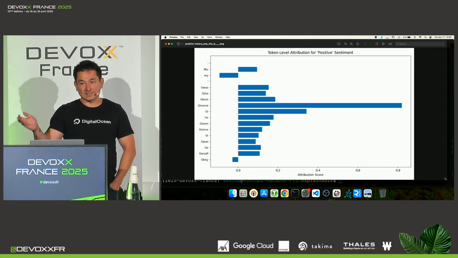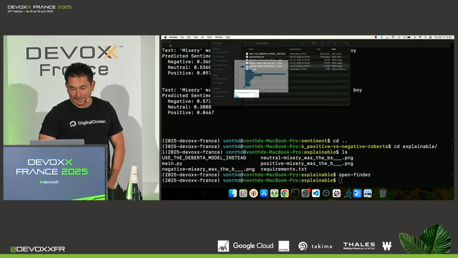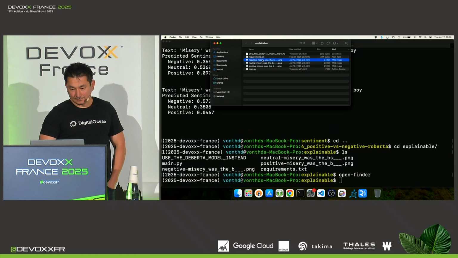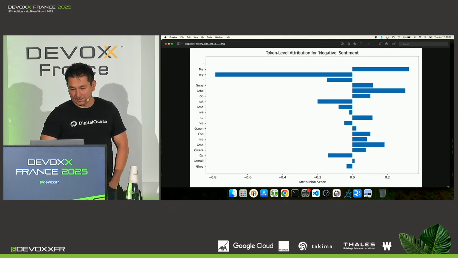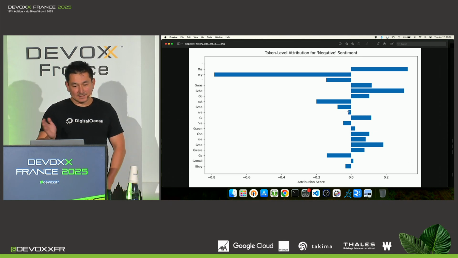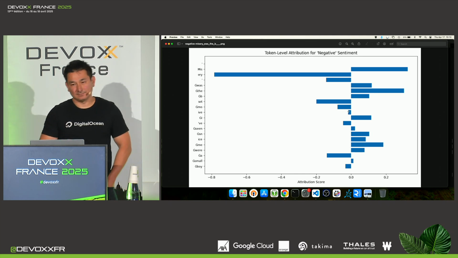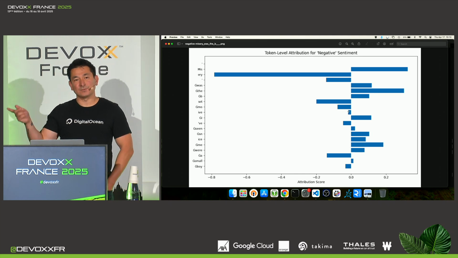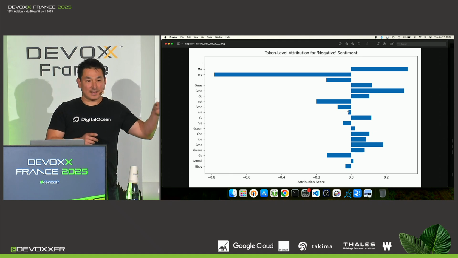Everything's positive, classified as positive. Now if we take a look at the negative one, a lot of the sentences got classified as negative. And Misery, even though it's a movie, in the first one it understood that it was a movie. But because of the grammatical error, it didn't know how to attribute that as a movie.